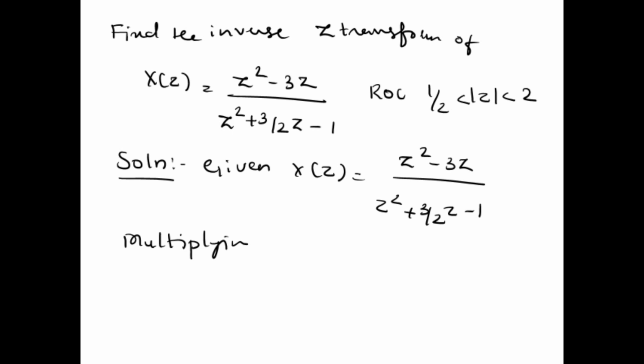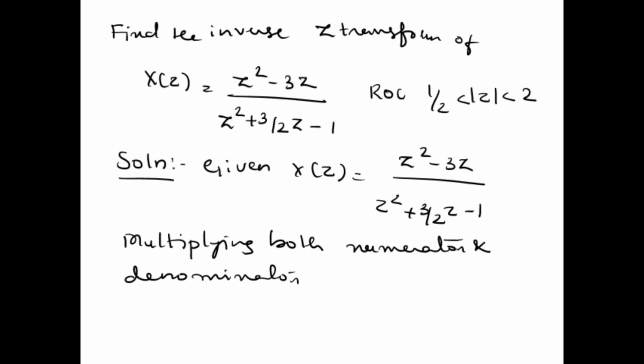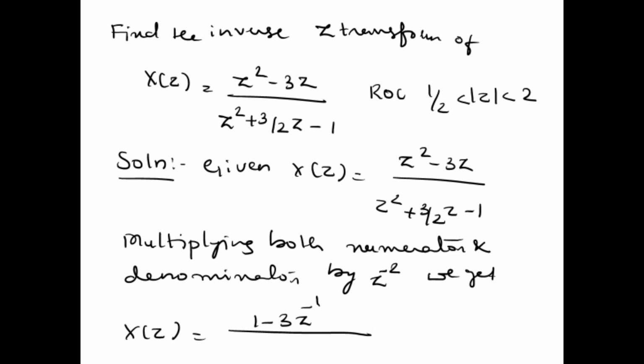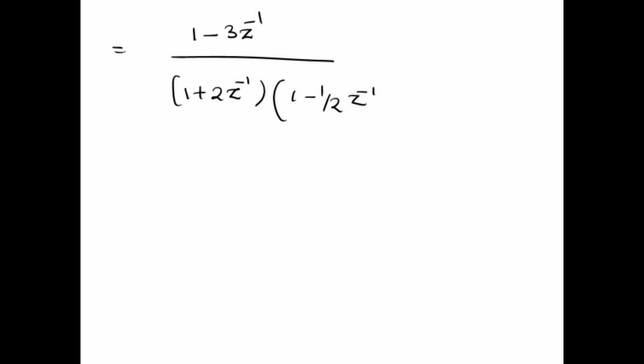Multiplying both numerator and denominator by z to the power minus 2, we get x of z is equal to 1 minus 3z inverse divided by 1 plus 3 by 2 z inverse minus z to the power minus 2, which is equal to (1 minus 3 z inverse) divided by (1 plus 2 z inverse) into (1 minus half z inverse). Here m is equal to 1, n is equal to 2, that is m is less than n.